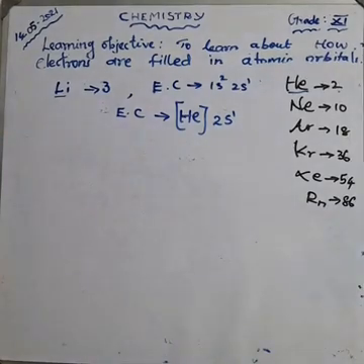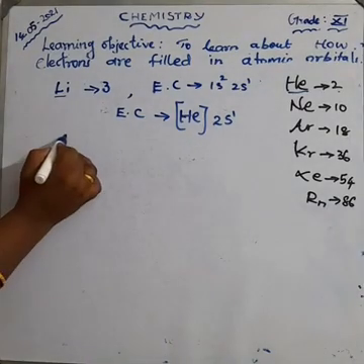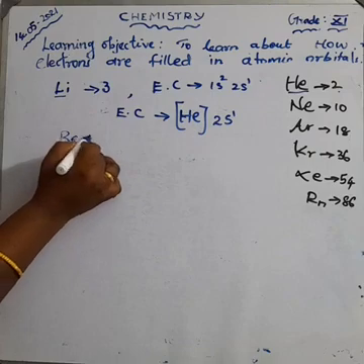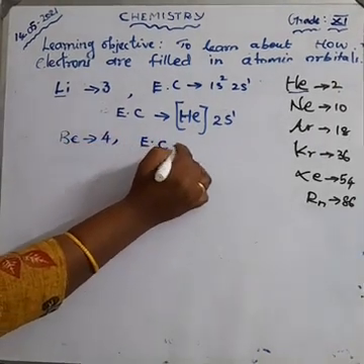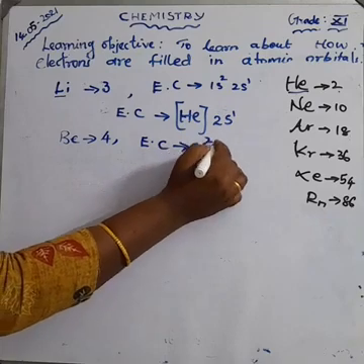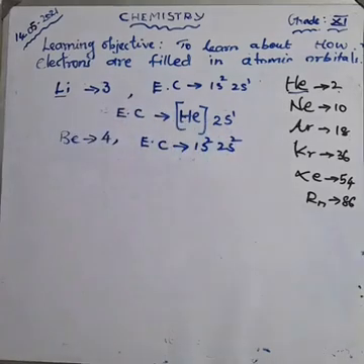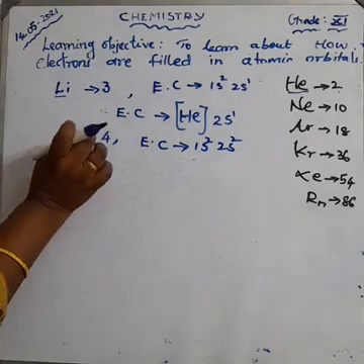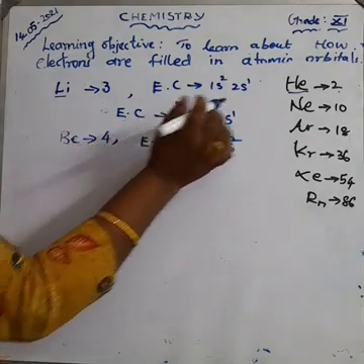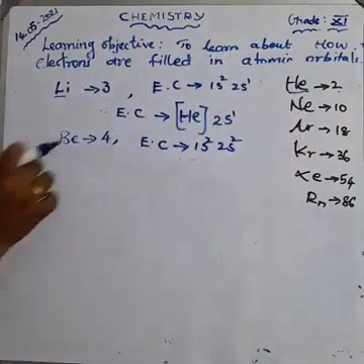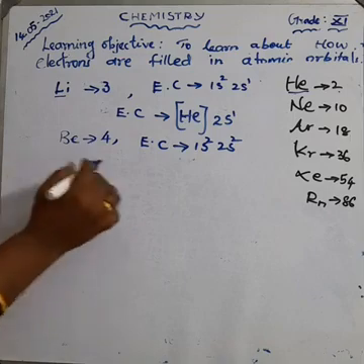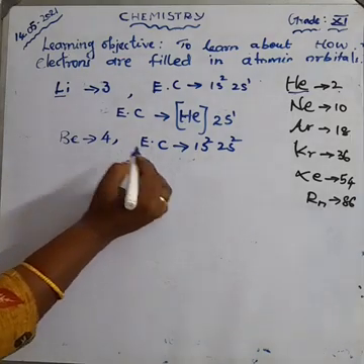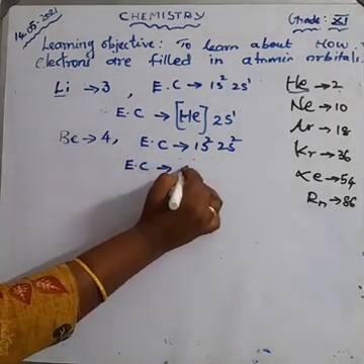Okay, understood? Another example, beryllium. Beryllium atomic number, you know, 4. So electronic configuration for beryllium is 1s2, 2s2. Okay. The nearest noble gas for beryllium is helium. Helium is the nearest noble gas for beryllium. Okay, the short form of electronic configuration, how can you write? Beryllium.